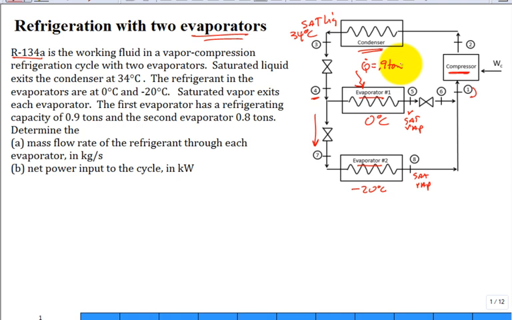Can I let you work on that for a second? How many kilowatts of cooling? The rate of cooling is 0.9 ton. I'll pause and walk around. The second evaporator, if you do that first conversion, it's easy. The second evaporator, Q2, is 0.8 ton of refrigeration, and we're going to need to convert that into kilowatts as well. So Q1 and Q2 are given. Let's convert them into kilowatts.